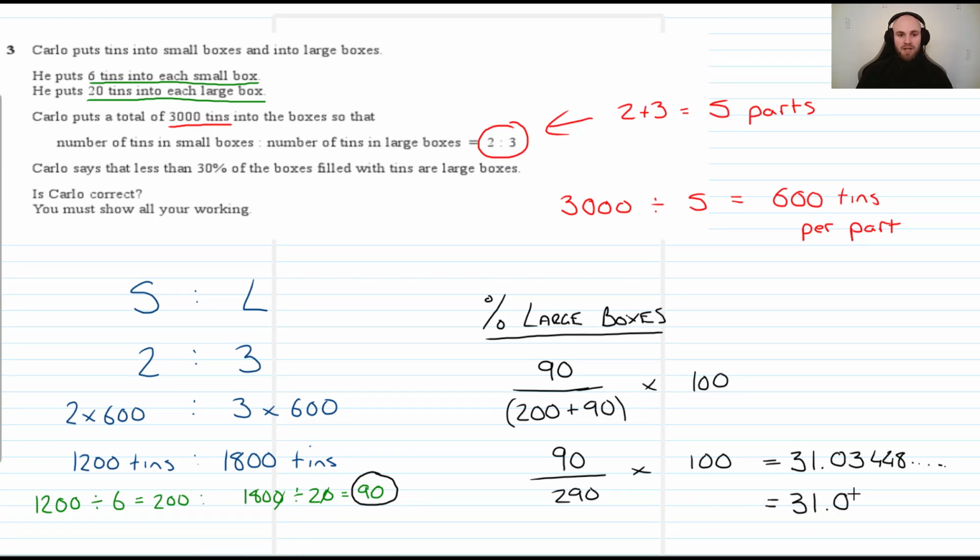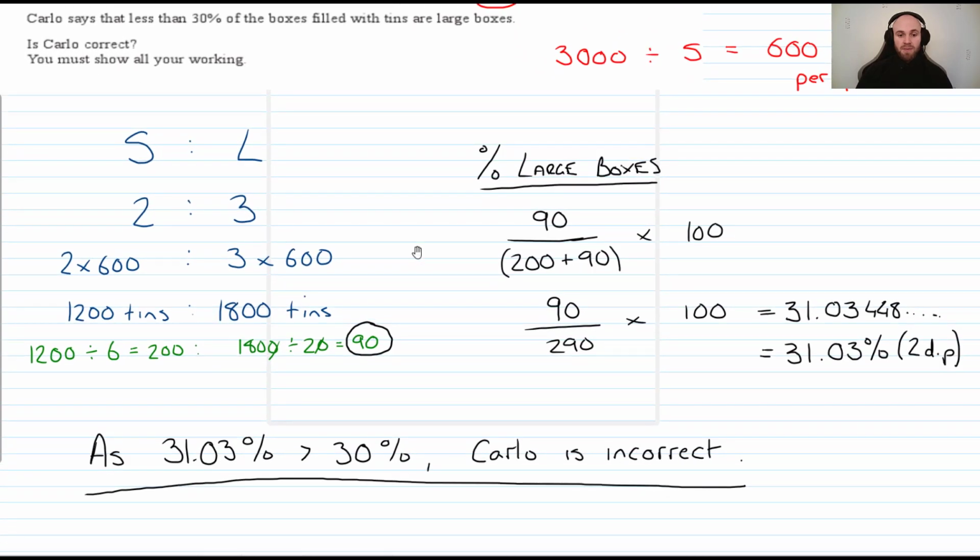And we must now ask the question, is Carlo correct? Well, I'm going to have to say no, because the percentage of large boxes is over 31%. So as 31.03% is greater than 30%, Carlo is incorrect.